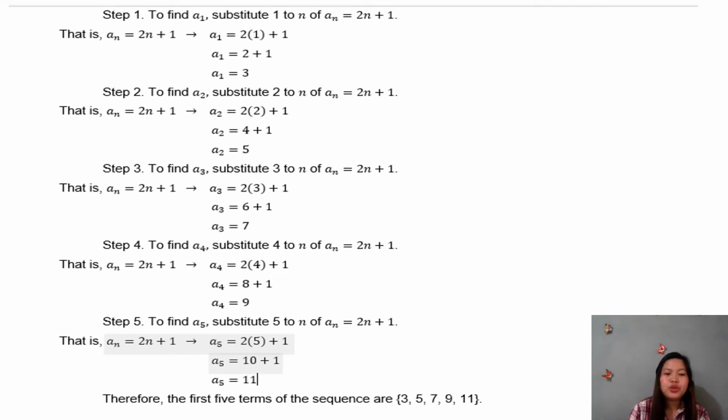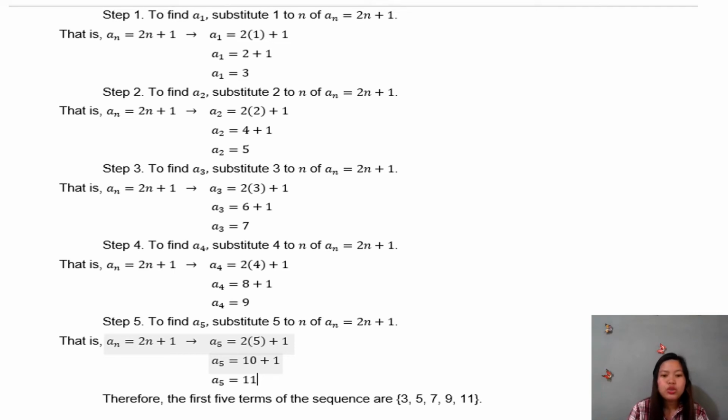Now, let's go to the third term. To find a sub 3, substitute 3 to n of a sub n equals 2n plus 1. That is, no? Si n nasad nato, alista nasad nato ng 3. So that becomes 2 times 3, 6 plus 1, that's 7.